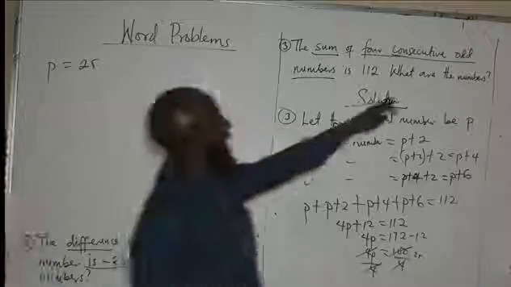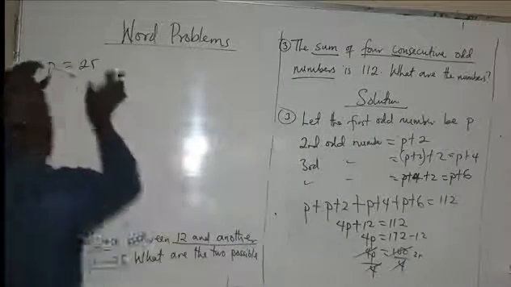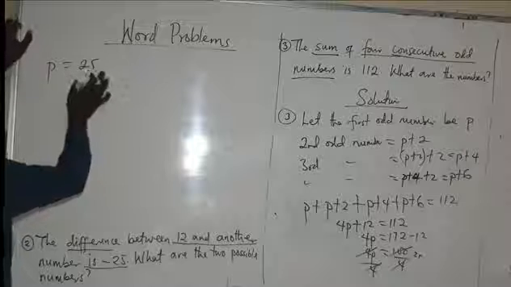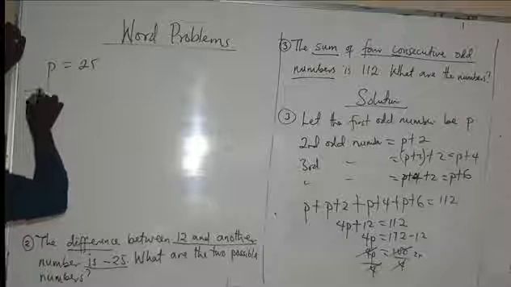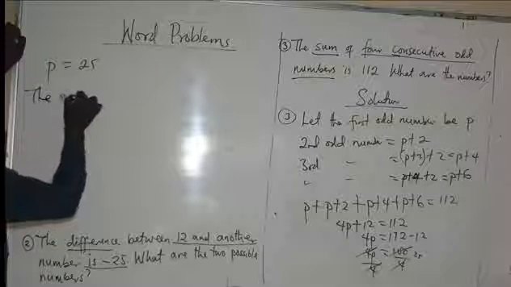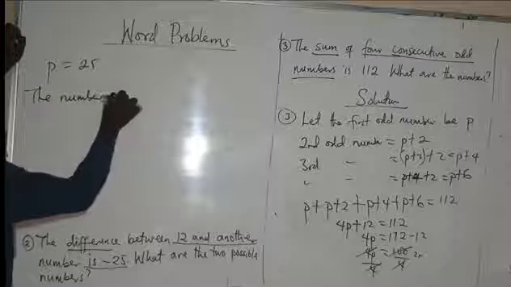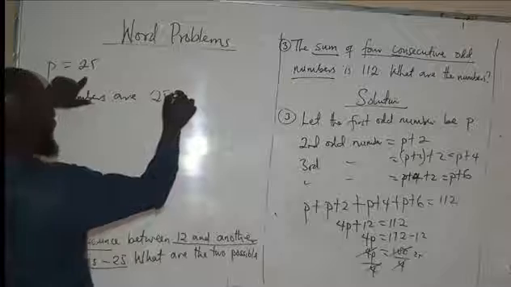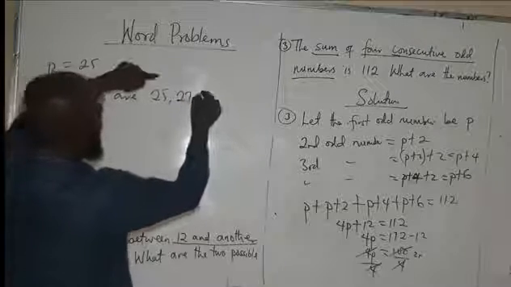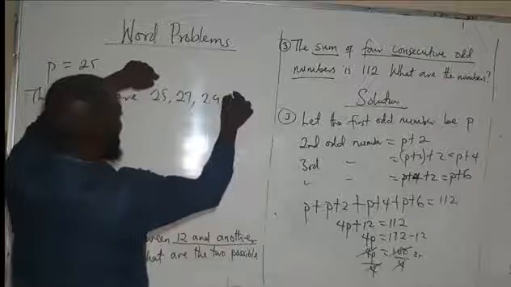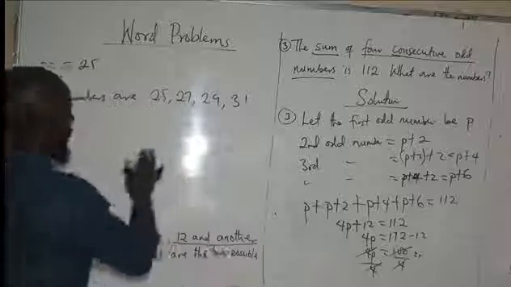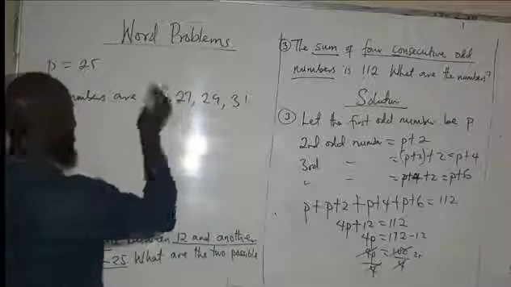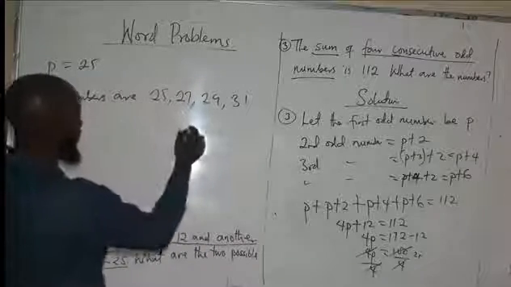Now what are the numbers? Because the question asks, what are the numbers? This is the first number. So the numbers are 25. The next one, plus 2, is 27. The next one, plus 2, is 29. The next one, plus 2, is 31. Let's add everything together. We must get 112. So 25 plus this one will give us 52.